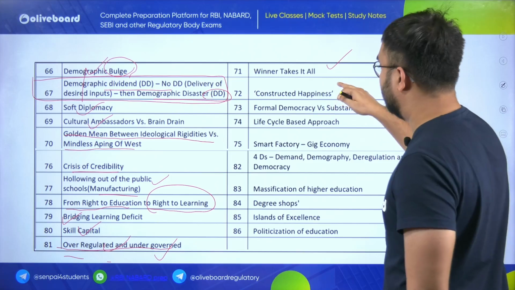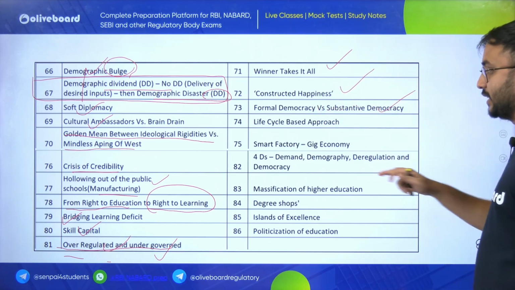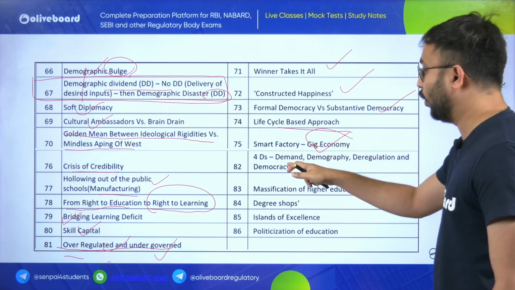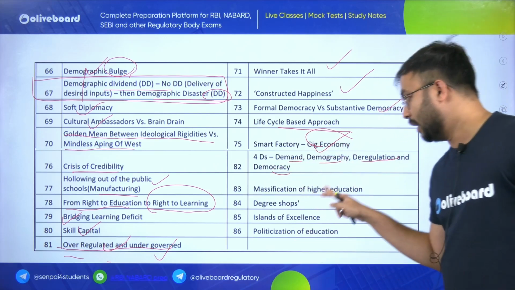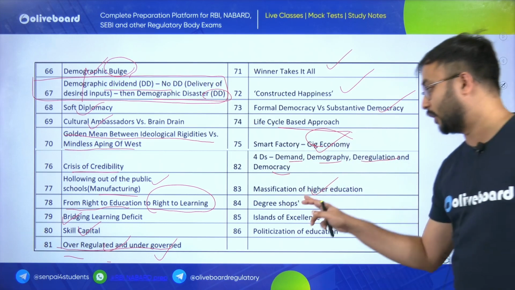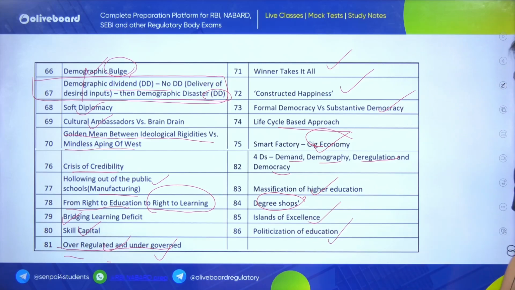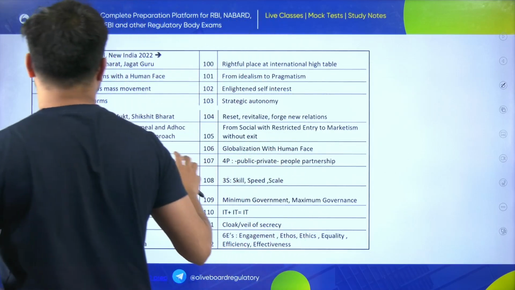Winner takes all approach. Constructed happiness, formal democracy versus substantive democracy, life cycle based approach, smart factory, gig economy, you can write. 4 Ds: demand, demography, deregulation and democracy. Write these 4 Ds wherever required. Massification of higher education, in education you can write. Degree shops, island of excellence and politicization of education. These topics are associated with the education and health perspective, you can write any of these.